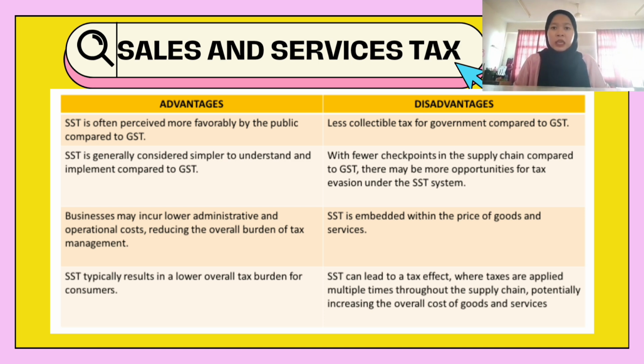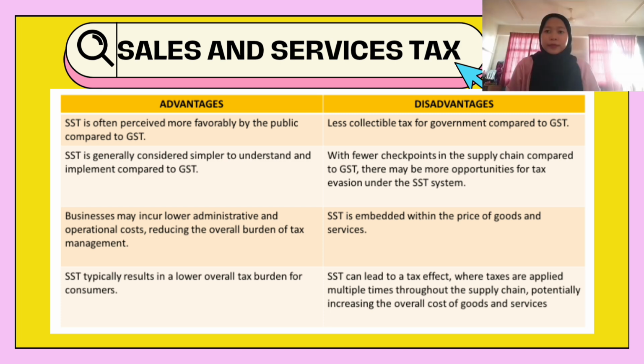Third is businesses may incur lower administrative and operational costs, reducing the overall burden of tax management. The last one is SST typically results in a lower overall tax burden for consumers as it is only imposed at specific points in the supply chain. Disadvantage of SST. First, less collectible tax for government compared to GST because SST covers fewer goods and services.